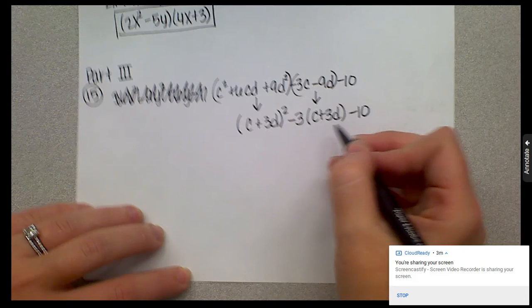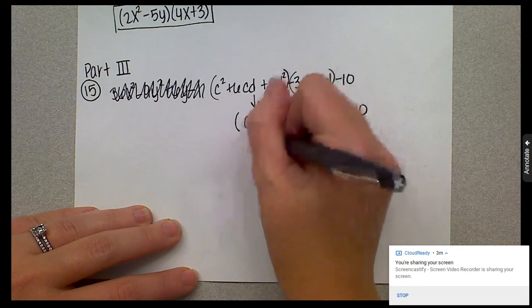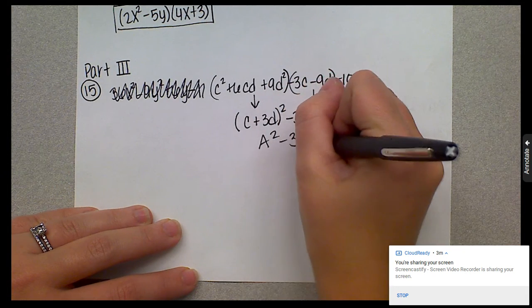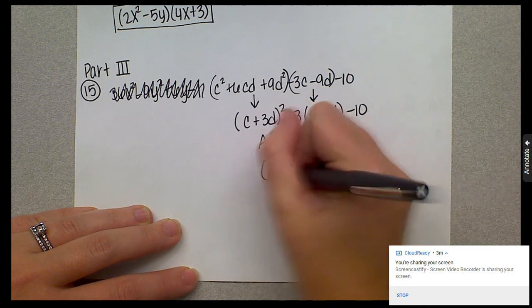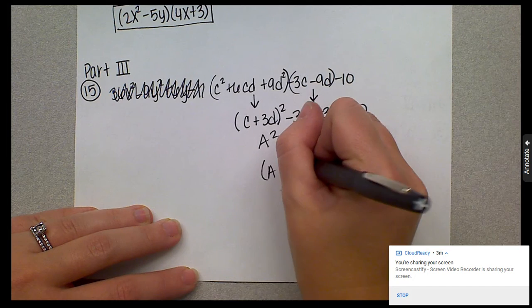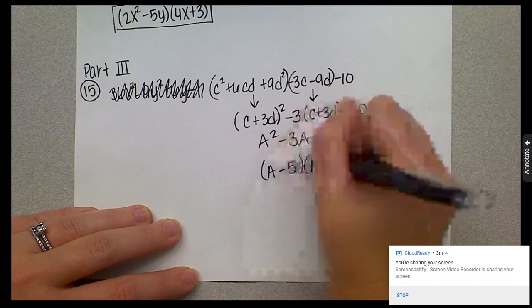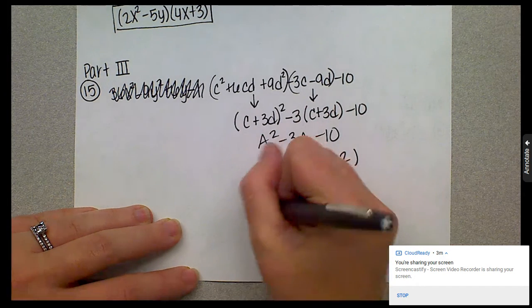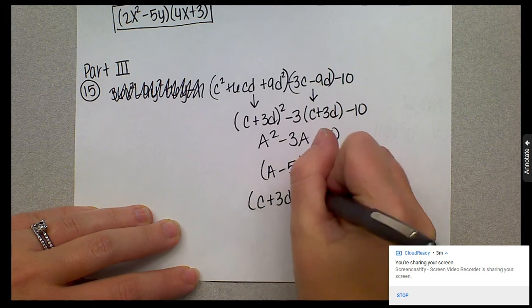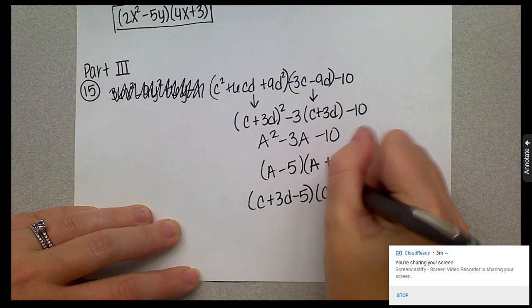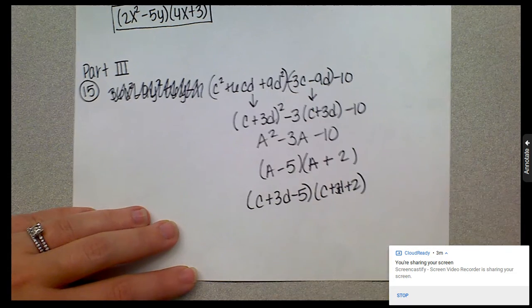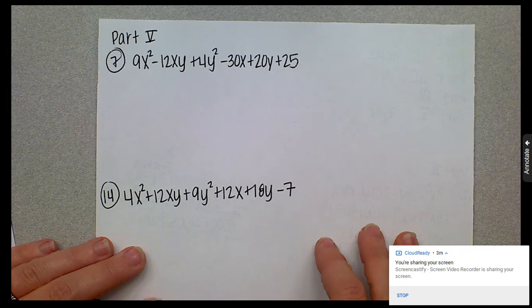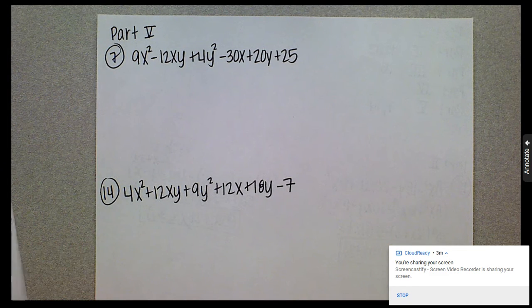It ends up being a factor by substitution problem. So if I just think about substituting and factoring that, 10 would be 5 and 2, so negative 5, positive 2. And then I just substitute back in. So c plus 3d minus 5 and c plus 3d plus 2. So that was Part 3, number 15. Sorry if I confused you on that one.